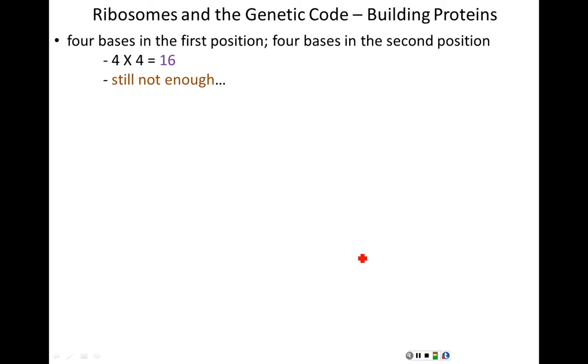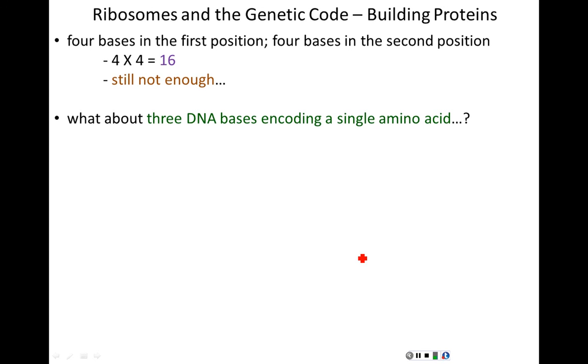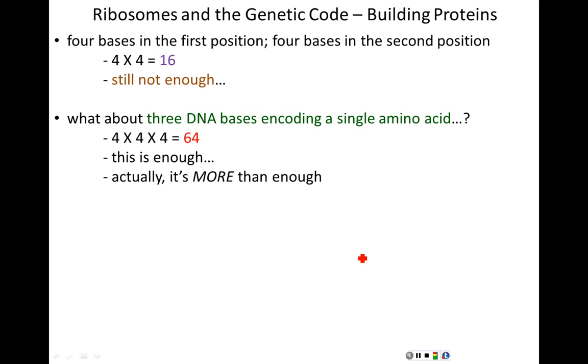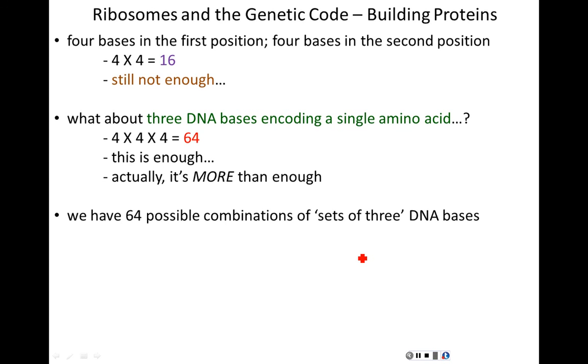We have to have at least 20 different possible combinations of nucleotides. So let's try 3. How about 3 bases? Well, if we use 3 DNA bases, then it's 4 times 4 times 4, which is 64. We only needed 20. So this is enough. In fact, it's more than enough. But believe it or not, more than enough is a good thing.